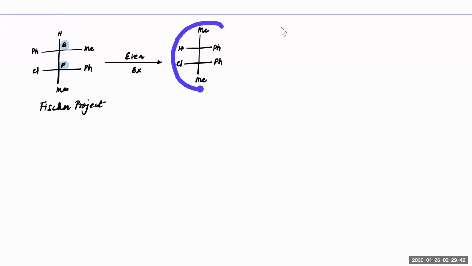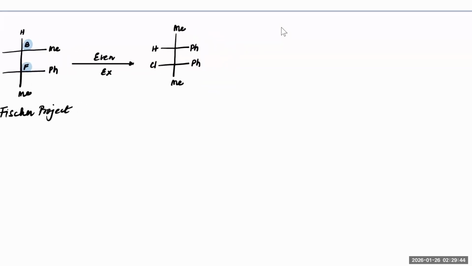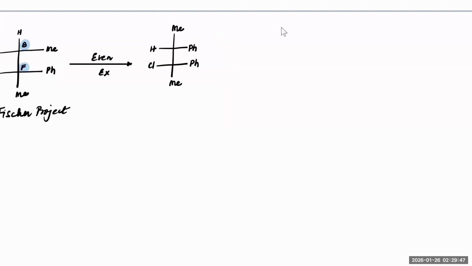Now, remember, we learned this part already in the case of addition reactions. That is, if you have a cis molecule and you make an anti-addition, you will get threo. If you have a cis molecule and you make a syn addition, you will get erythro. And if you have a trans molecule, you make an anti-addition, you will get erythro. If you have a trans molecule, you make a syn addition, you will get threo.